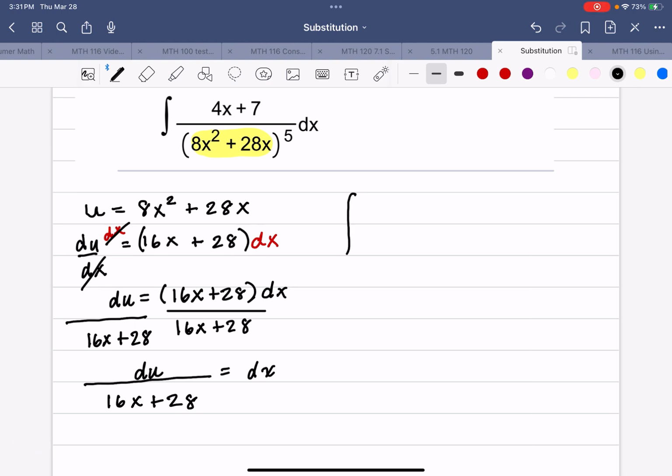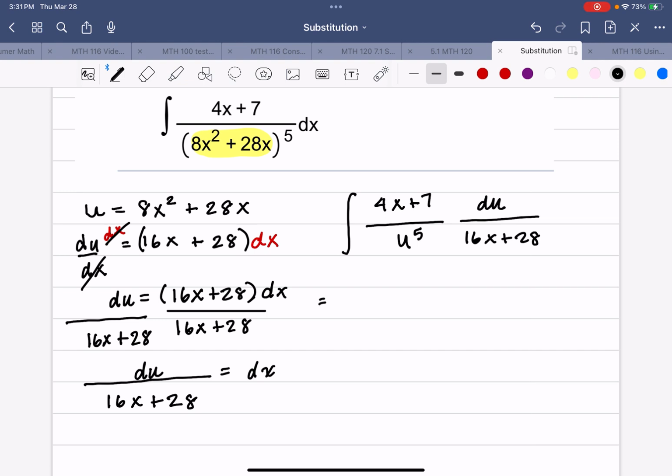So let's go up here and let's substitute what we know. We're going to get the integral, and I don't see anything that has to do with 4x plus 7, so I'm just going to leave it there. Don't panic if you still have an x to begin with. Now, this 8x squared plus 28x is going to be my u, and it's to the 5th. And now I'm going to put my dx in, and instead of dx, I can write du over 16x plus 28.